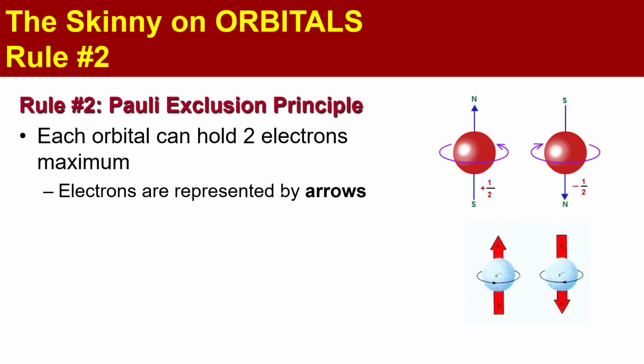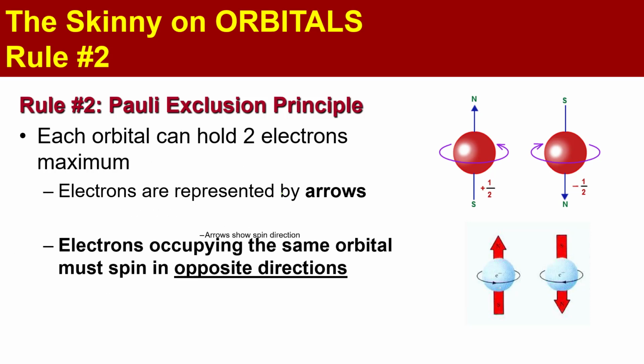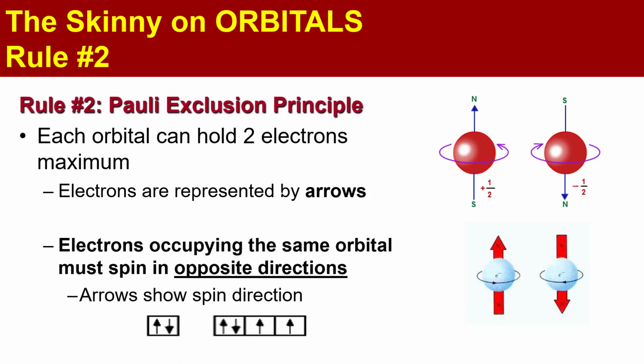Our next rule is known as the Pauli exclusion principle. The Pauli exclusion principle says every orbital can hold a maximum of 2 electrons. Well, wait a second. You know that because we just talked about that. But what you don't know is that the electrons in the orbitals can be graphically represented by arrows. And the arrows are these guys that we're seeing here.